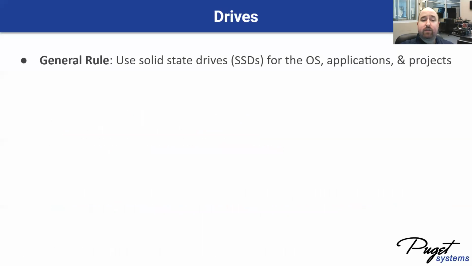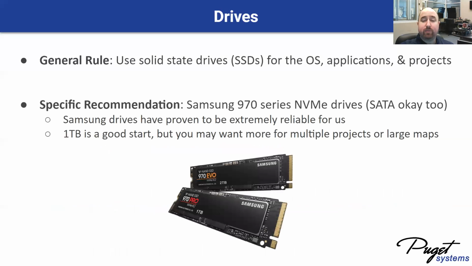And then on drives, a general rule, use solid state drives for the OS, applications, and projects. Again, things beyond that, like storage, you can have hard drives. But for those things where you're actively working, definitely get solid state drives. And our specific recommendation these days would be Samsung's 970 series. They've got a couple different model lines within that, and various different capacities. But we've found Samsung SSDs to be extremely reliable over the years. If you need other brands, Intel drives also tend to do very well.